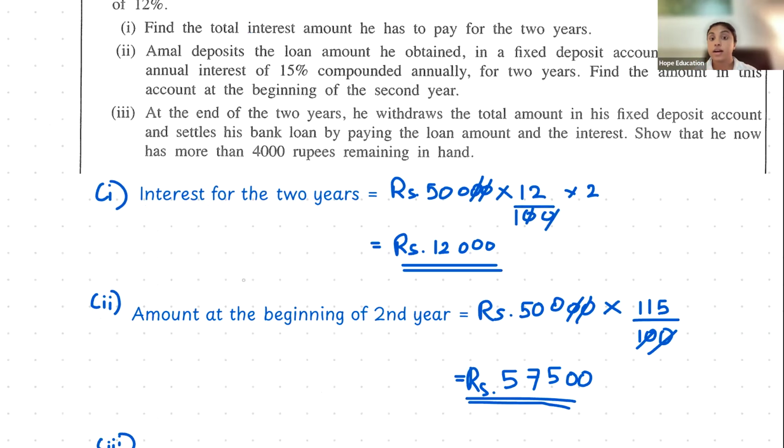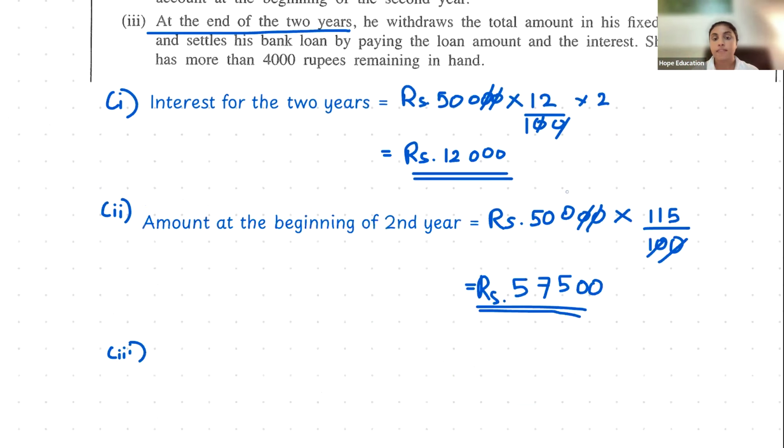Let's read Roman number 3. At the end of 2 years, he withdraws the total amount in his fixed deposit account and settles his bank loan by paying the loan amount and interest. Show that he now has more than 4,000 rupees remaining in his hand. Then at the end of the 2 years, he takes all the money in the fixed deposit. Now this is how much money there is at the beginning of the second year.